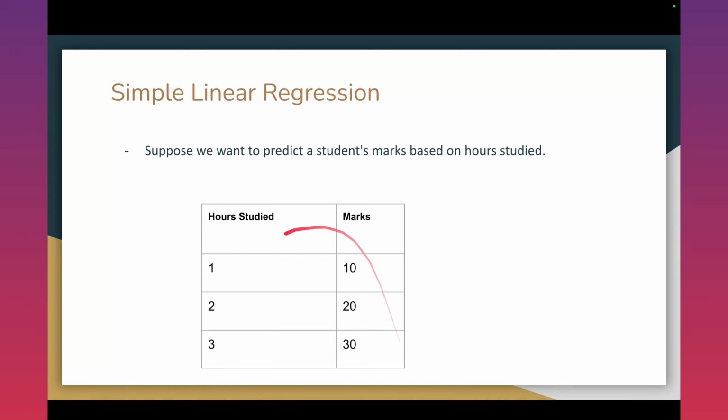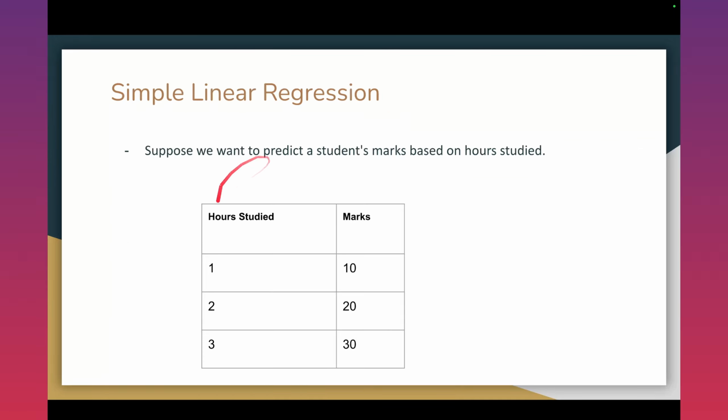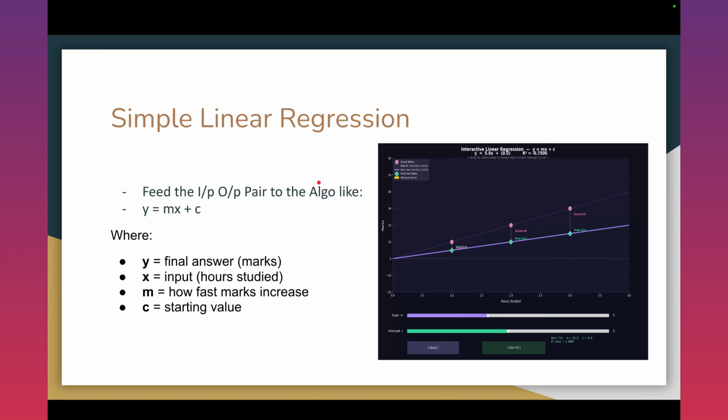Now, in order to solve this particular problem with the help of machine learning, we can use something called the equation of a line. The equation of a line is y equals mx plus c. Now let's try to map this particular example with the help of the equation of a line.